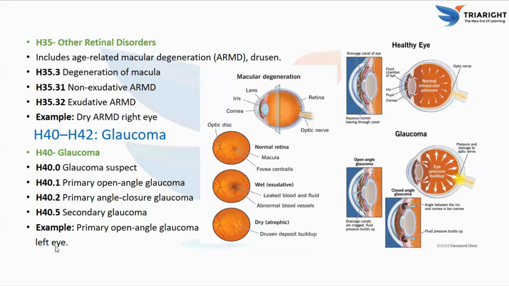The H40.5 code is assigned for secondary glaucoma. What do you mean by secondary glaucoma? This is caused by another condition like diabetes, trauma, steroid medications, eye inflammation, cataract complication. So secondary glaucoma is a type that always depends upon the underlying cause.